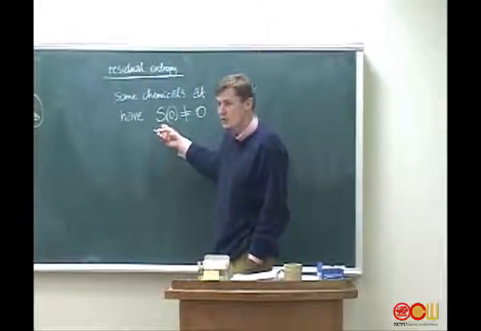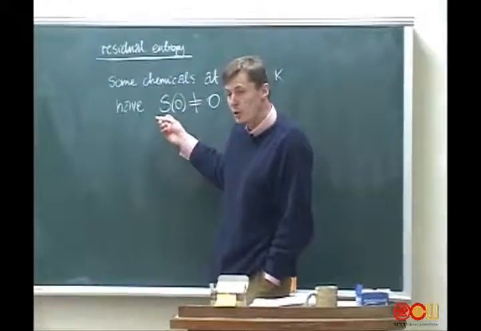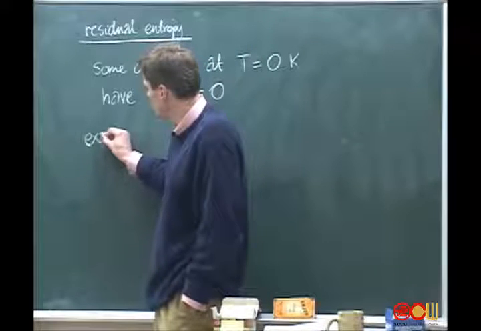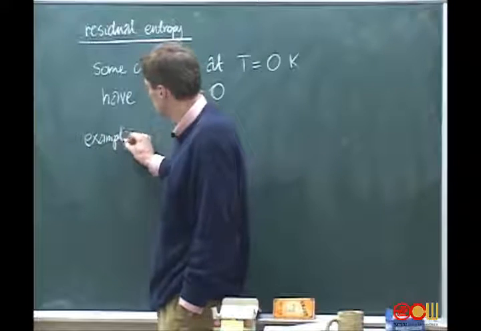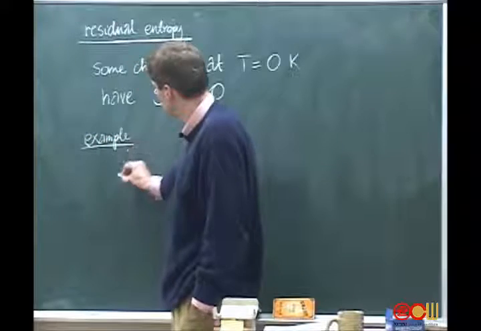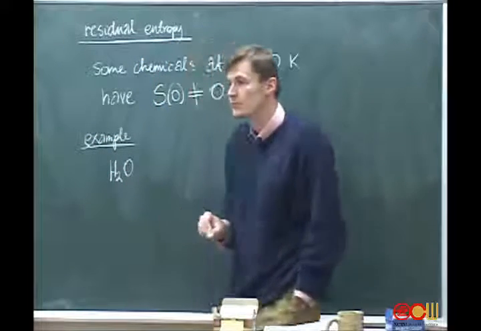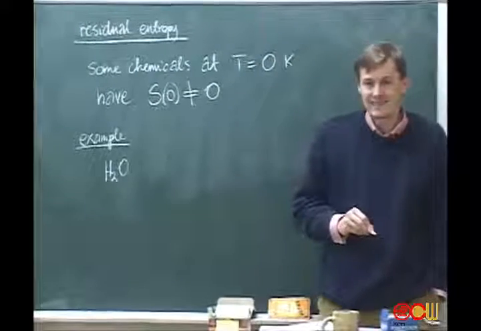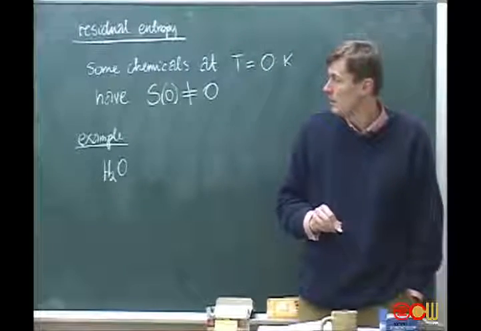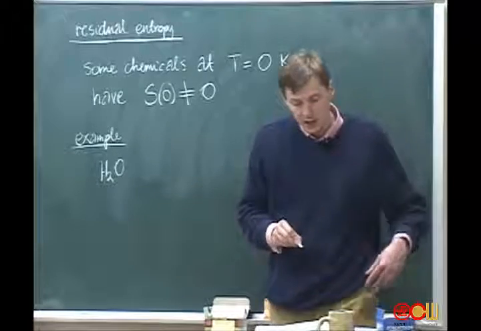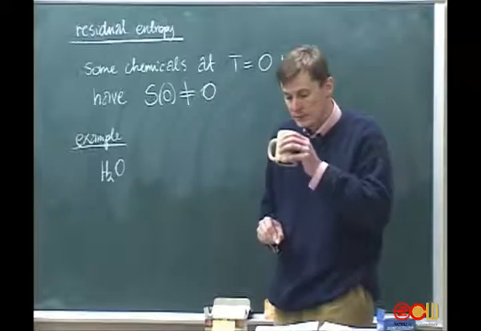This non-zero entropy is called residual entropy. I will give you an example of such a chemical. The example is surprisingly simple: H2O. An ice crystal doesn't have entropy zero at zero Kelvin. And now, maybe an explanation.